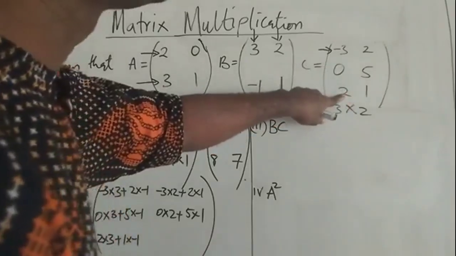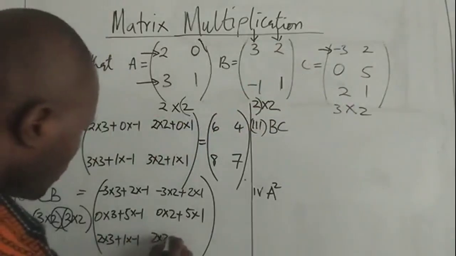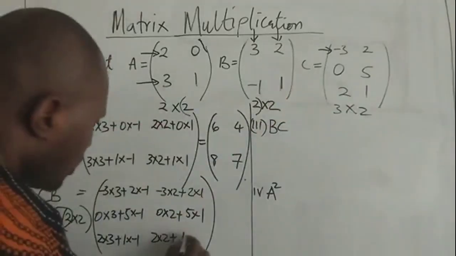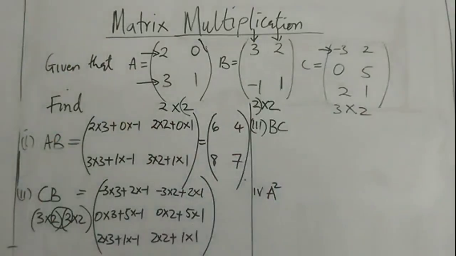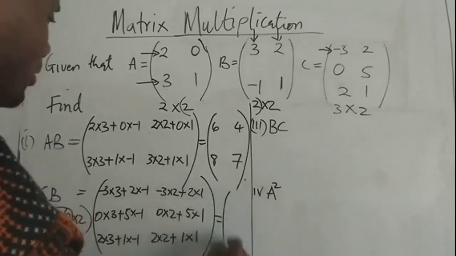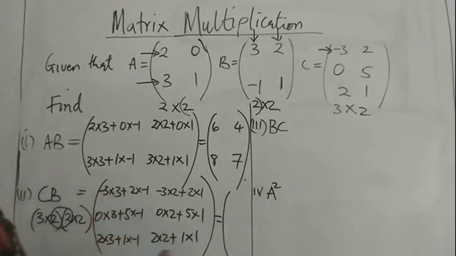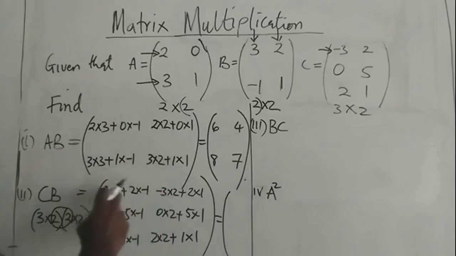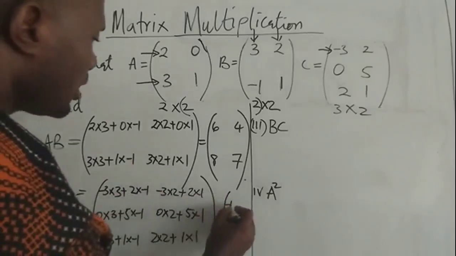Then 2 times 2 plus 1 times minus 1. 1 times 1 will give us that. Now, finally, let's put it together. We'll have minus 3 times 3 will give us minus 9. 2 times minus 1 will give us minus 2. So, minus 9 minus 2 will give us minus 11.